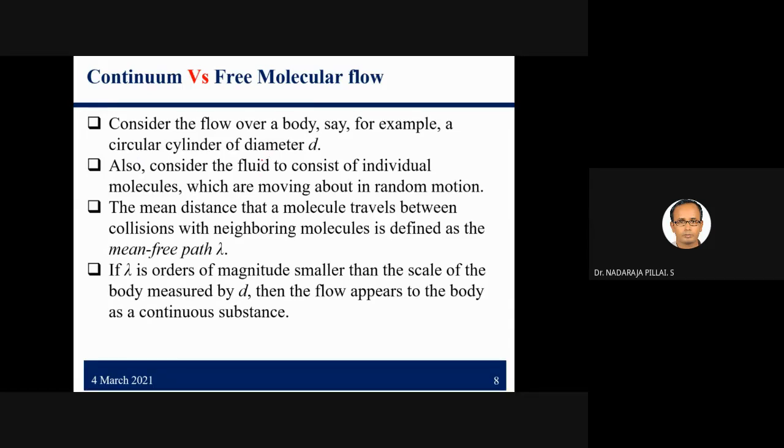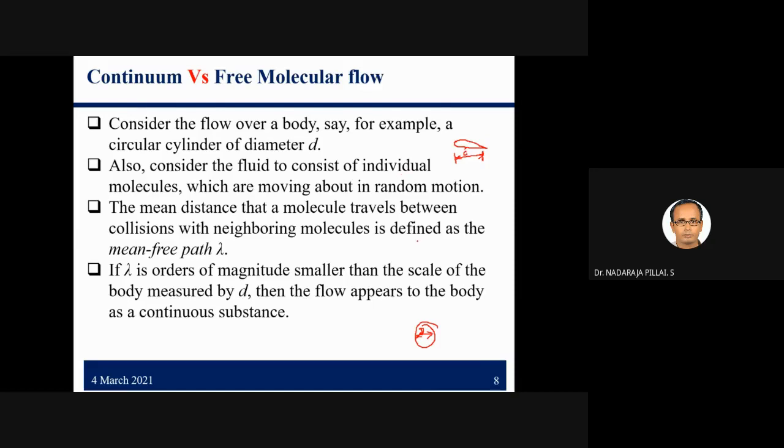So let us start by considering a flow over a body. Say you can consider flow over any body, right? Assume that this is the airfoil. And the circular cylinder also you can consider. If you consider the circular cylinder, you should have the diameter, right? Say the diameter can be D. Now, if I consider an airfoil, I consider the chord C, right? That is the reference geometry.